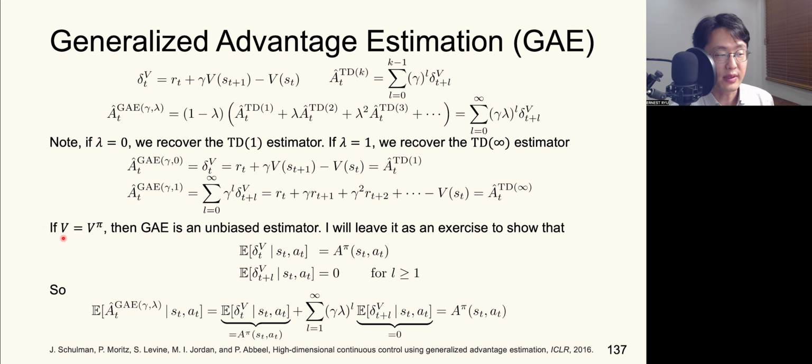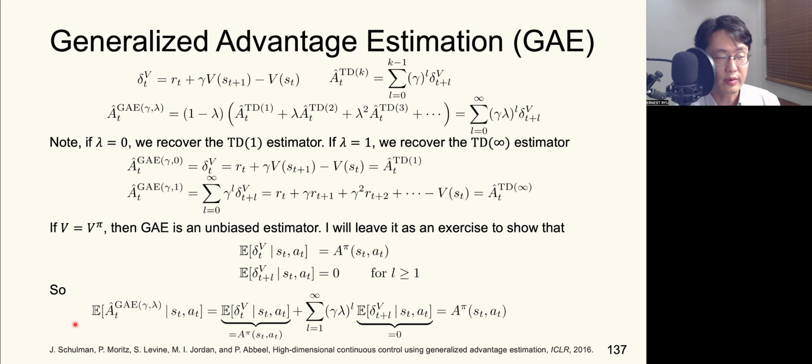Now, if it is the case that this value network is equal to the true value function, then the GAE estimator becomes an unbiased estimator. I'll leave it as an exercise to show that the expectation of this delta V t quantity, conditioned on s t and a t, is equal to the true advantage function. And for the subsequent deltas, delta V of t plus l, where l is bigger than 1, that conditional expectation turns out to be 0.